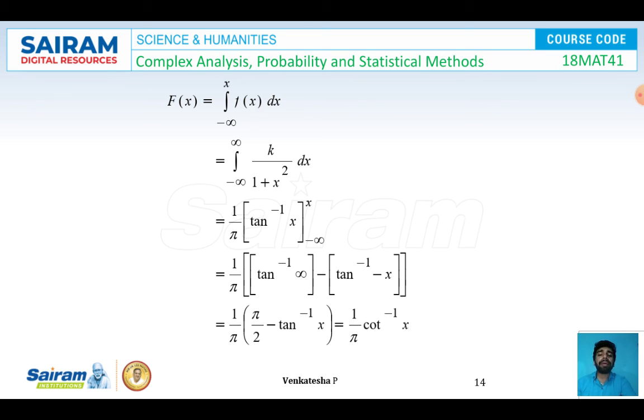Applying the upper limit, I'll be getting tan inverse x, and minus tan inverse minus infinity here. So I got the value of the expression as 1/pi times (pi/2 minus tan inverse x). So it will be equal to 1/pi times cot inverse x, we got.